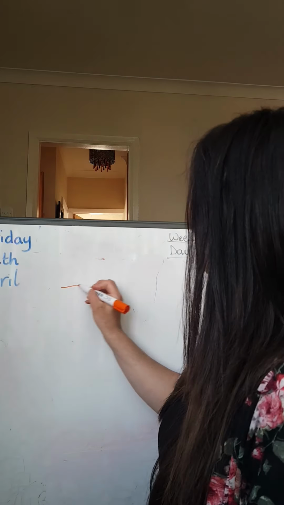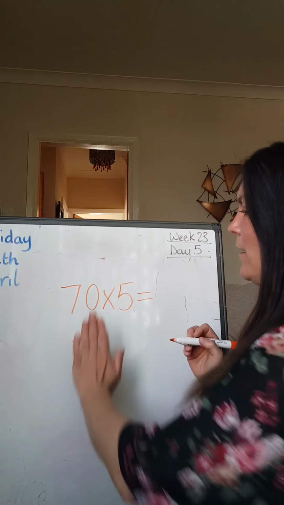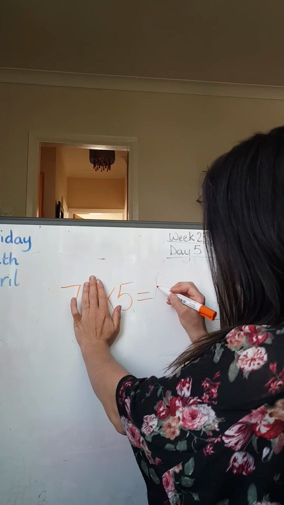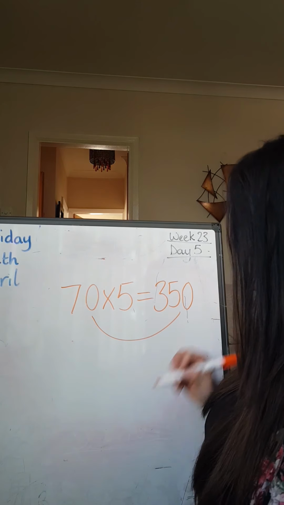Question number 4. 70 times 5. Same trick. If I pretend the 0's not there, 7 times 5 is really easy. 7 5s are 35. And then smile on my maths. Put the 0 across, which is 350.